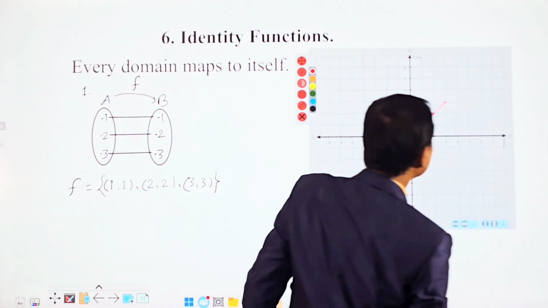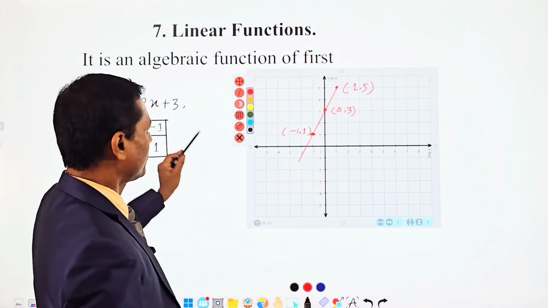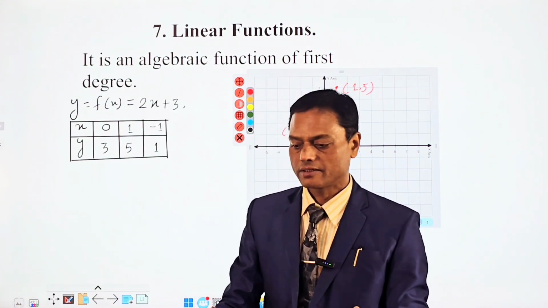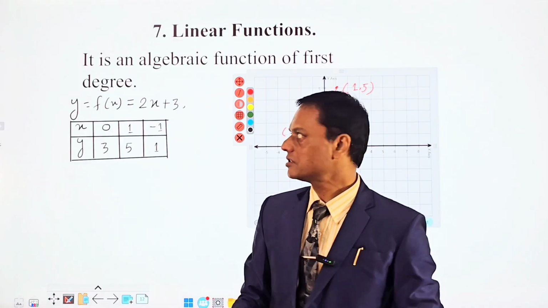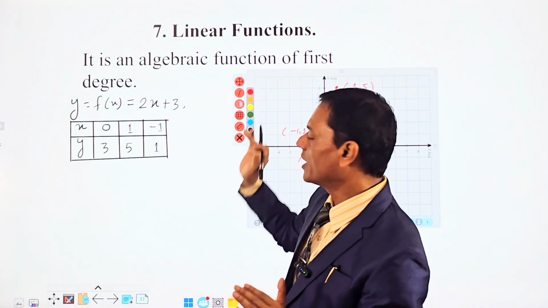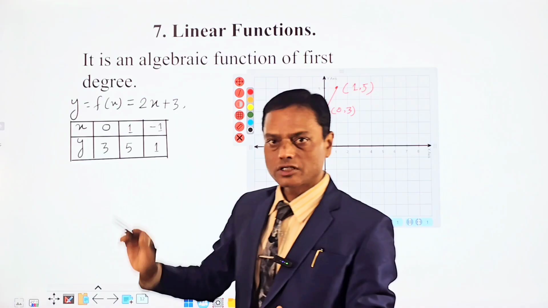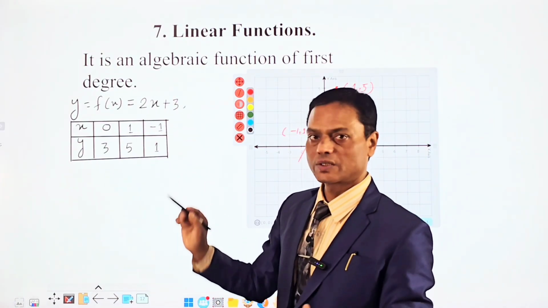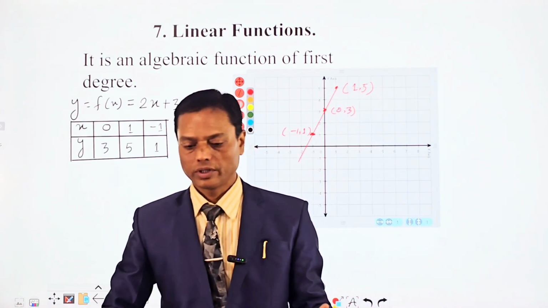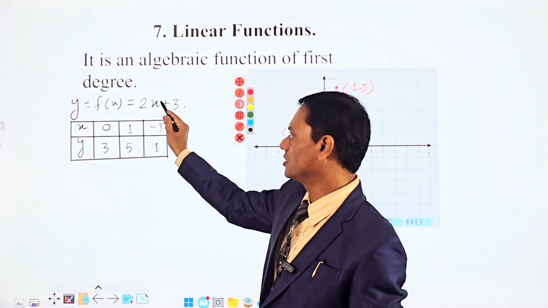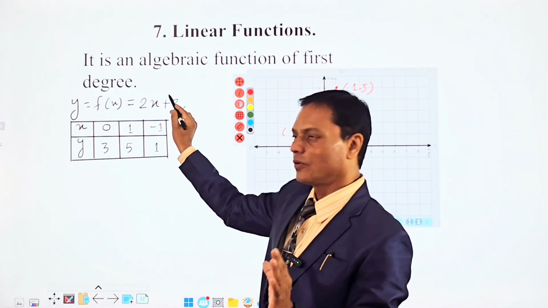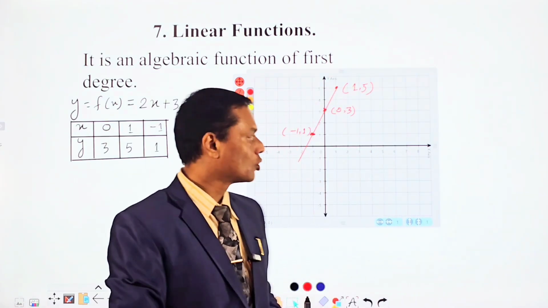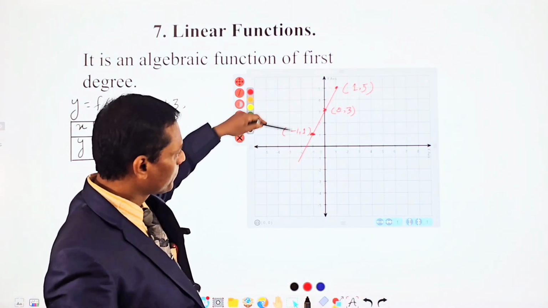So now moving forward, linear functions, right? Linear functions means an algebraic function, as are the identity function and constant function. In linear functions, we have to understand that it is a function of an algebraic expression of degree 1. Likewise, y = f(x) = 2x + 3, or y = x - 5, like that. If the degree of the variable is 1, then such type of functions are known as linear functions.